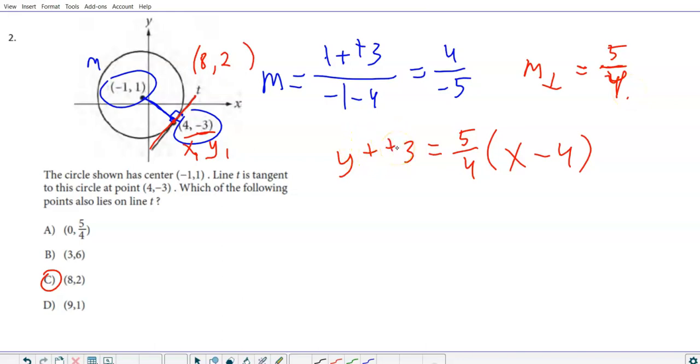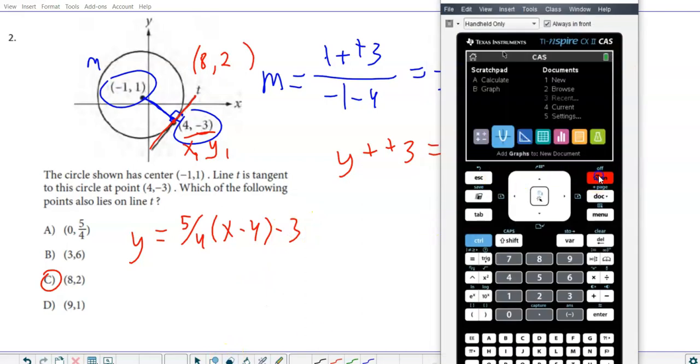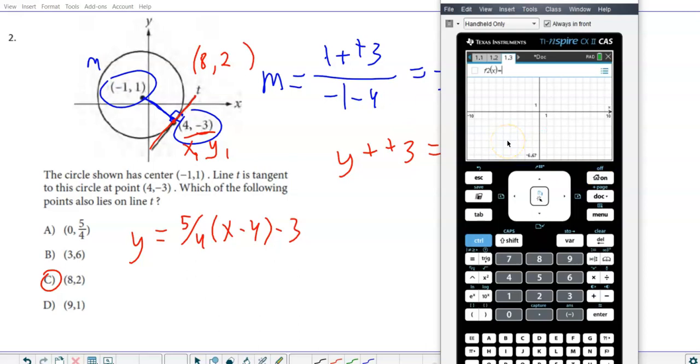And so you could graph this in your calculator. It's another way to go. I'm just going to solve it for y just because it's pretty easy. 5/4 x minus 4, and I'm just going to subtract 3 from the other side. So another way to go here is you could actually graph it. Look, we graphed out a regular window there. 5/4 x minus 4 minus 3.